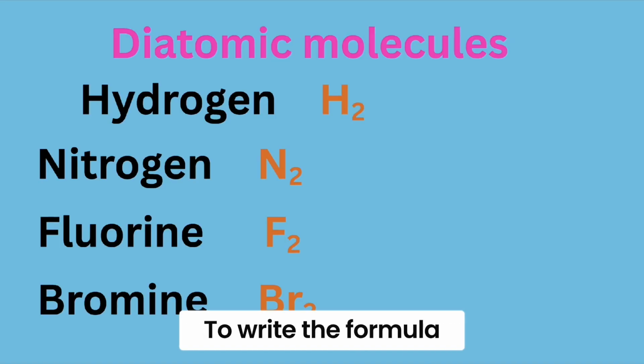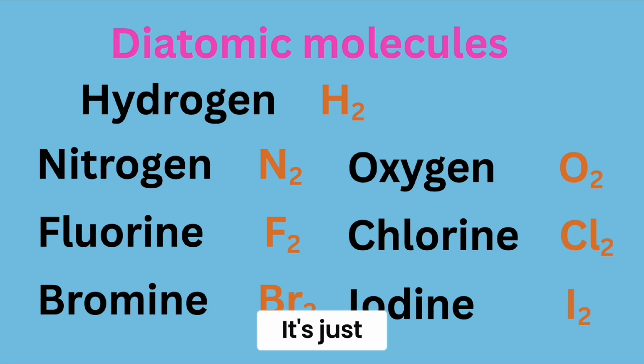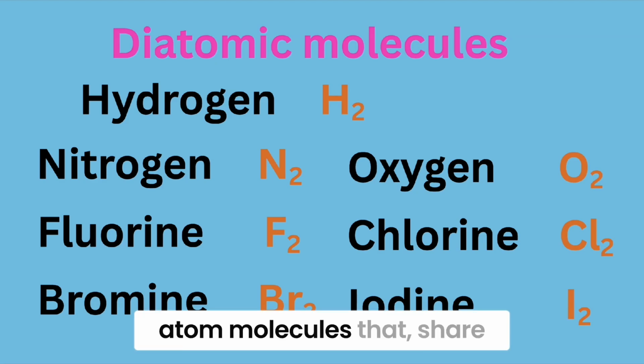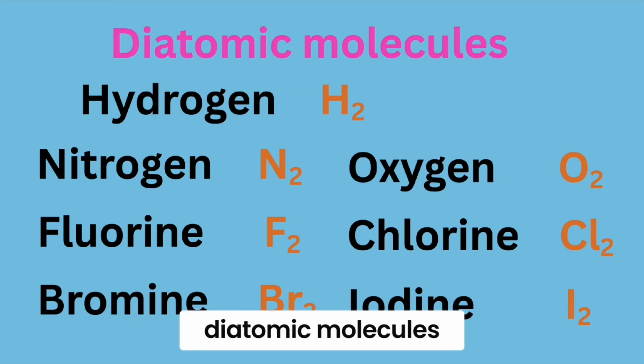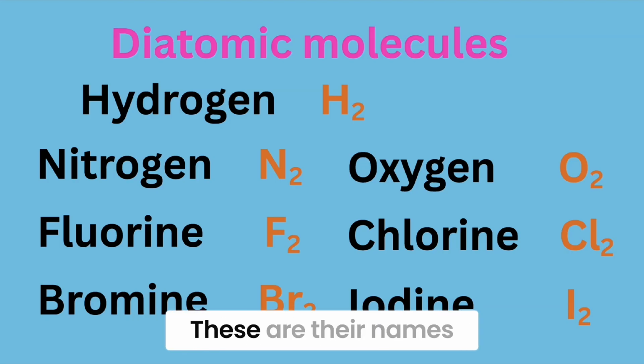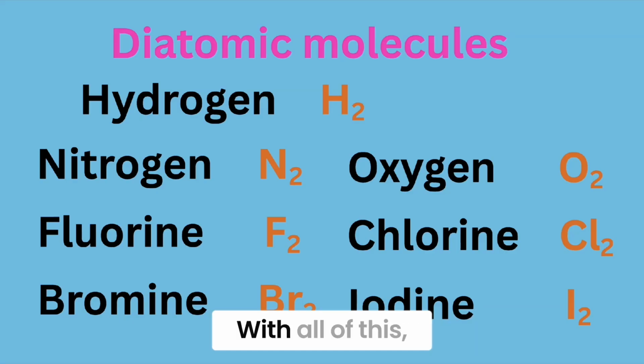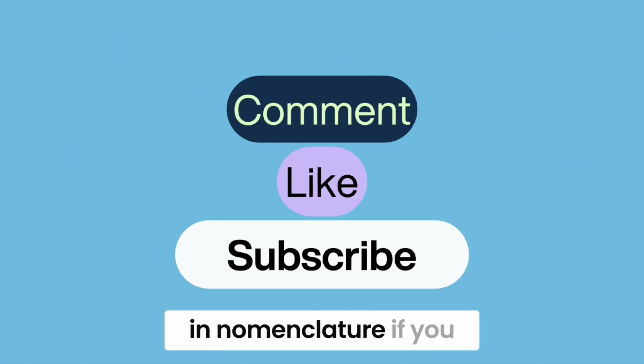To write the formula, it's just a subscript of 2. So they're 2 atom molecules that share electrons. That's why they're called diatomic molecules. This is their formula. These are their names. With all of this, you should be successful in nomenclature.